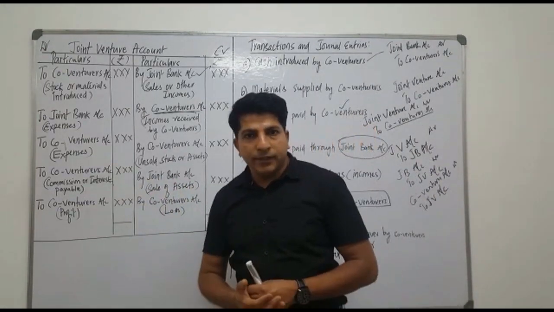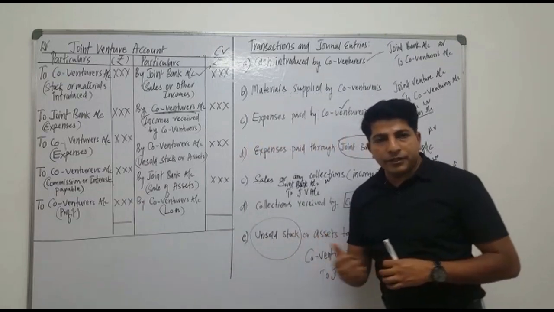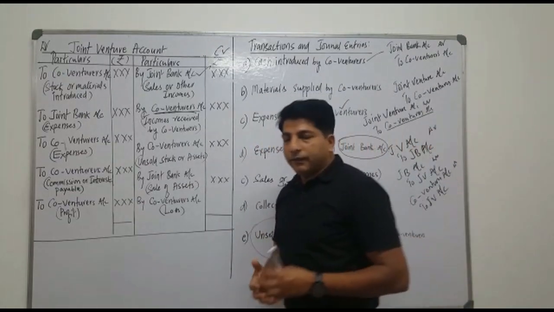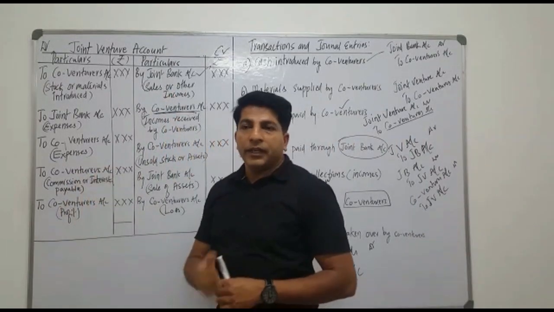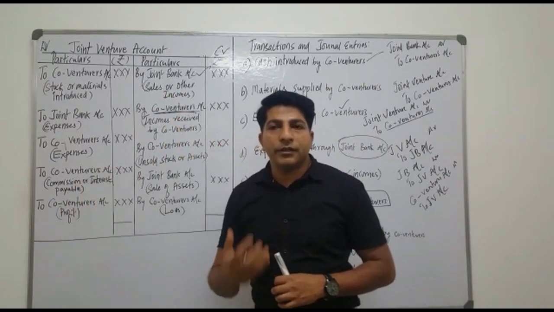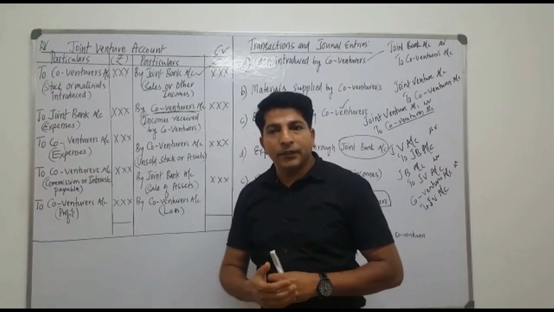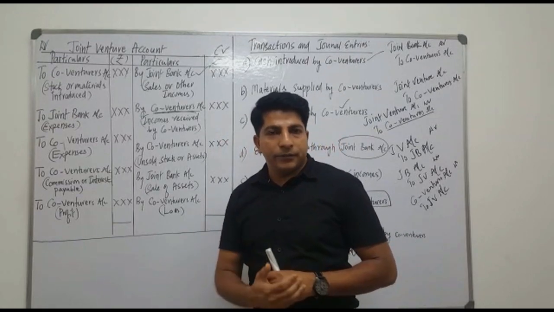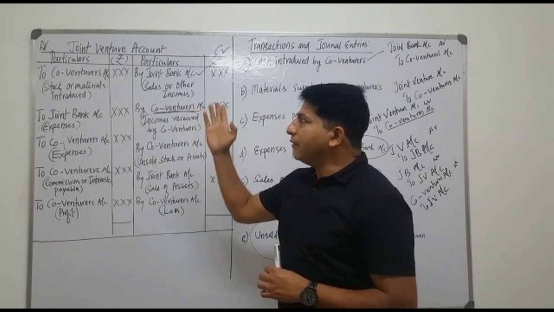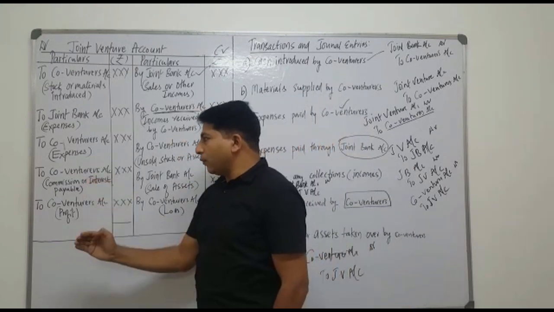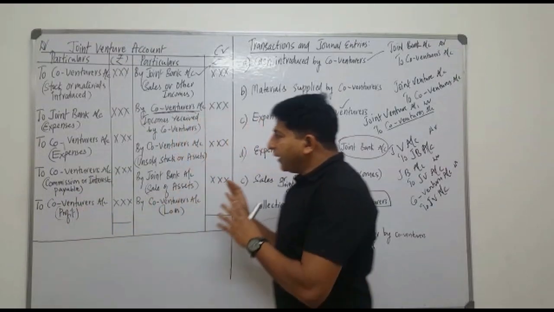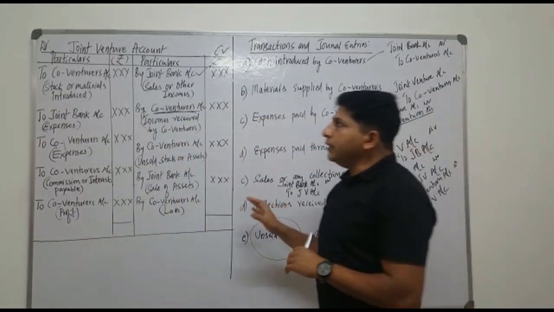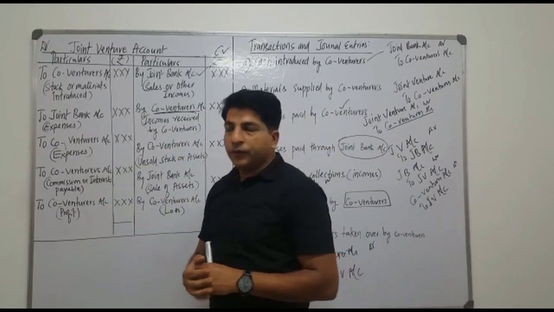Next, after making these entries, we should know whether there is any commission or interest payable to co-venturers. If any amount is payable to co-venturers, the entry will be joint venture account to co-ventures account. Any amount payable to co-ventures account will become a liability. Co-ventures account will be credited. Commission or interest payable.